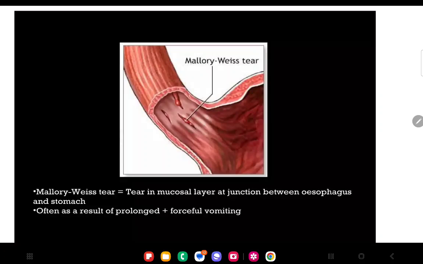This diagram is showing the Mallory-Weiss syndrome, which is a tear in the lower esophagus or upper gastric part, and it is important to know this condition, and to know how to treat it and how to tackle it.